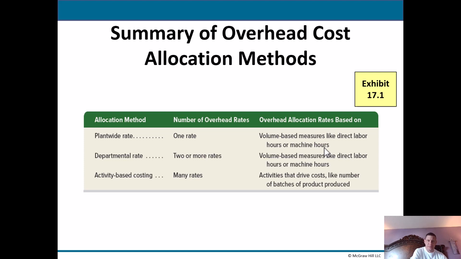to allocate the overhead. So if they had more people, they might say, okay, well, let's use direct labor hours. If they've got a lot more machines, they might say, well, let's use machine hours. The point being, they would just use one overhead rate for the whole factory.